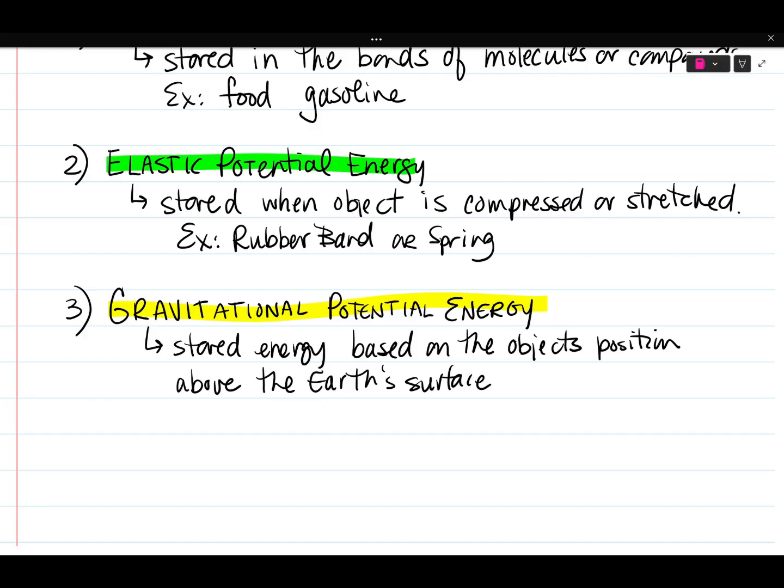So if you were to take your eraser and you pick it up, or anything, right? If you pick up anything in your hand and you raise it above the Earth's surface, if you release it, it would then fall back to the Earth's surface. And therefore, we're releasing all of that gravitational potential energy.